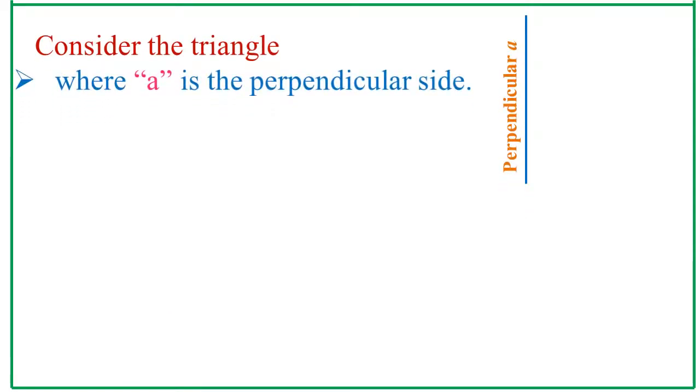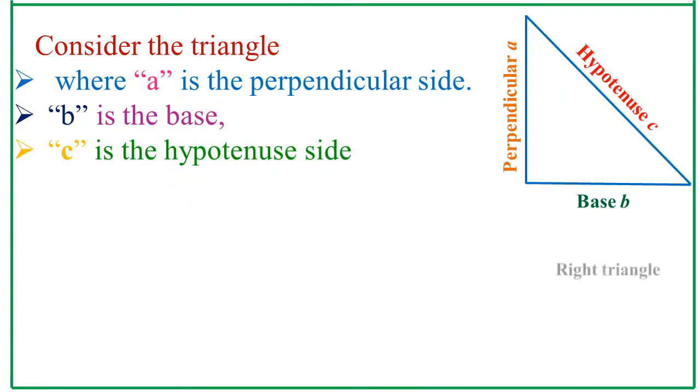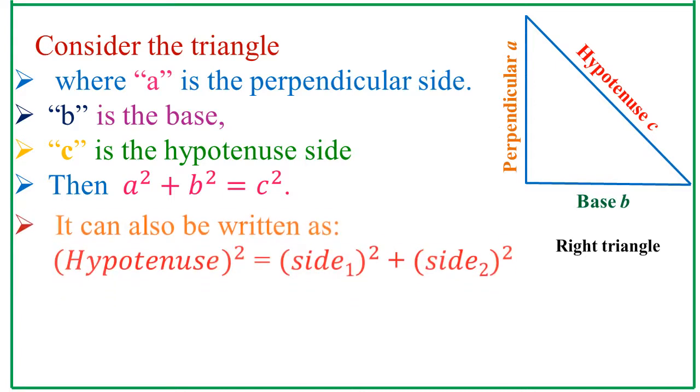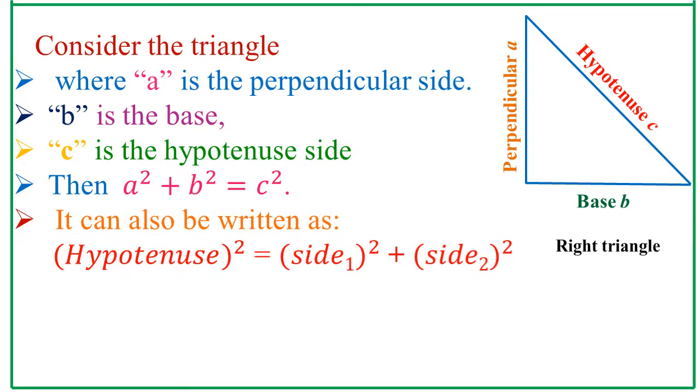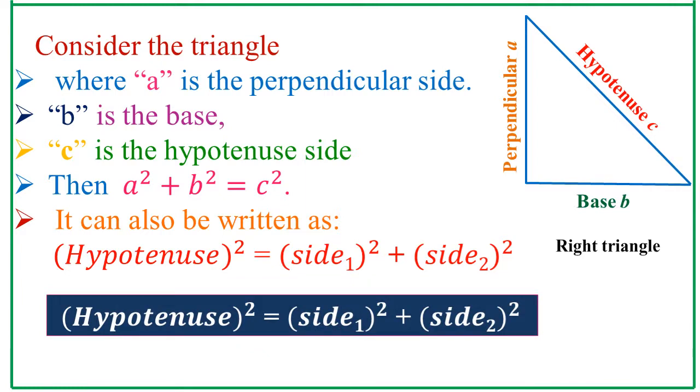Consider the triangle and also look at the figure where A is the perpendicular side, B is the base, C is the hypotenuse side. This is a right angle triangle. Then A squared plus B squared equal to C squared. It can also be written as hypotenuse squared equal to side 1 squared plus side 2 squared. This is the Pythagoras theorem formula.